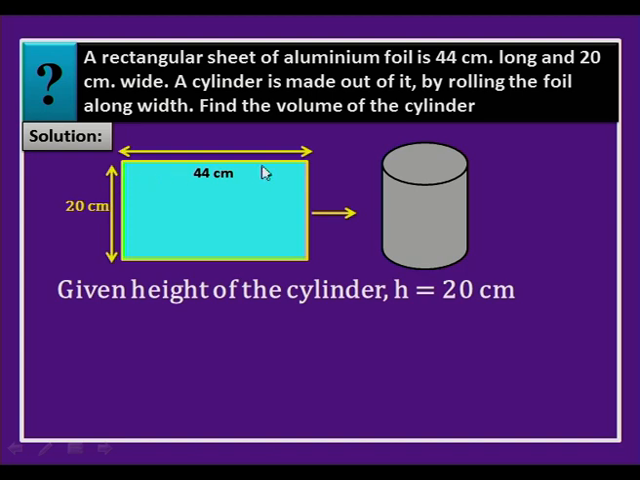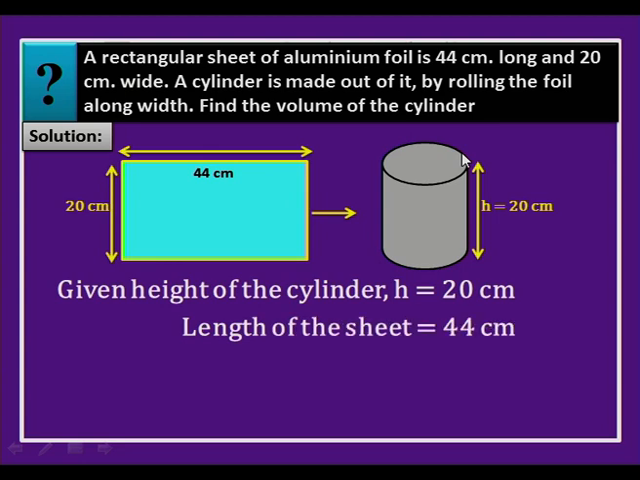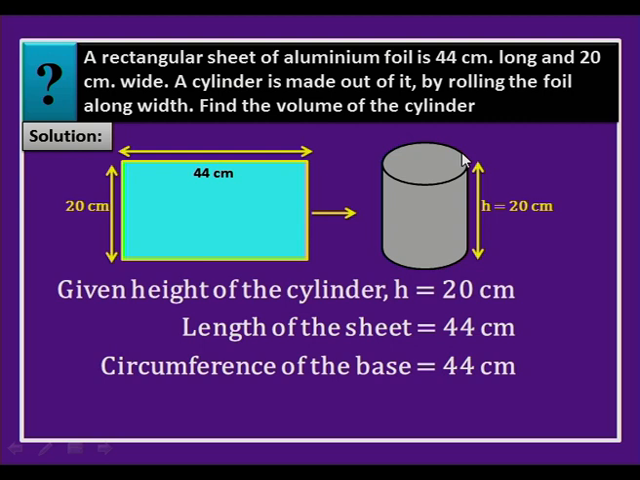Now, since we are folding this, this length of the rectangle becomes the circumference of this circle. Okay, children. So, what do we write? Height is 20 centimeters and length of the sheet is 44. So, circumference of the base is also equal to 44. So, what is the formula to find circumference of a circle, children? Yes, 2 pi r. That means 2 pi r is equal to 44 centimeters.